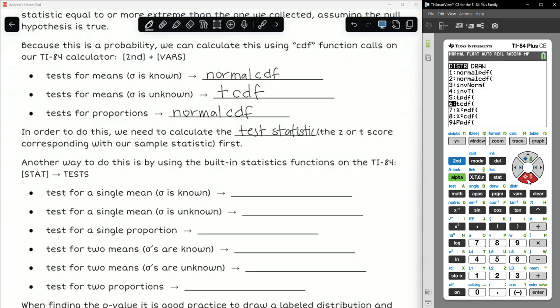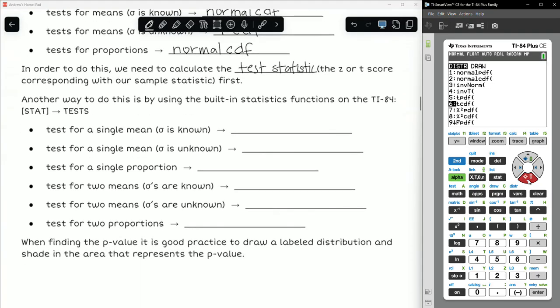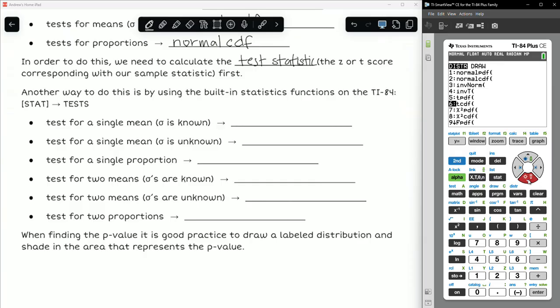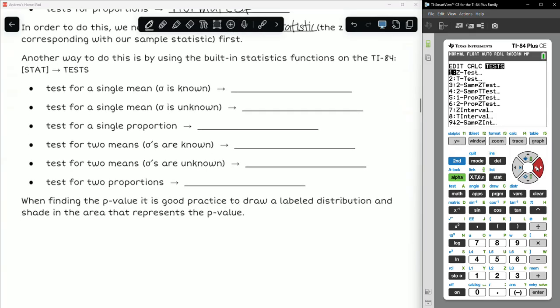So we can bypass all of that by going straight to the test menu under the STAT command on our calculator. If I press STAT and go over to TESTS, you can see there's a whole lot of tests in that menu. We saw this menu last week, with those interval commands, but before the interval commands are the test commands. There are 6, depending on whether it's a mean or a proportion, whether it's 1 mean or 2 means, 1 proportion or 2 proportions, and whether we know sigma or don't know sigma.